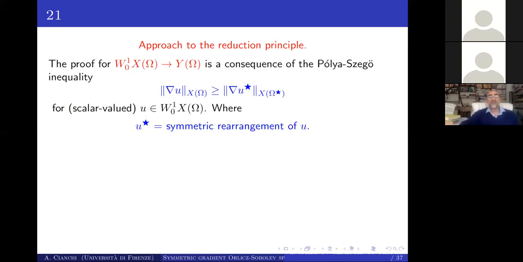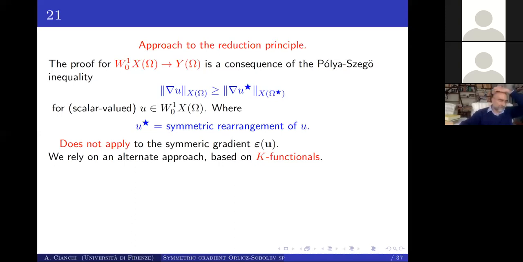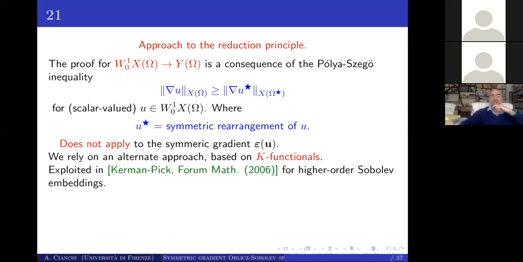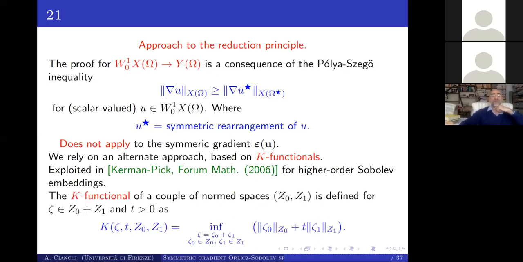So the point is that this kind of inequality fails if you have symmetric gradients. This does not apply. So one has to resort to some other approach or idea. And what was successful is the use of what are called K-functionals. Now, these K-functionals are important in interpolation theory, and they were also used by Ron Kerman and Luboš Pick for standard Sobolev spaces when dealing with higher order embeddings.